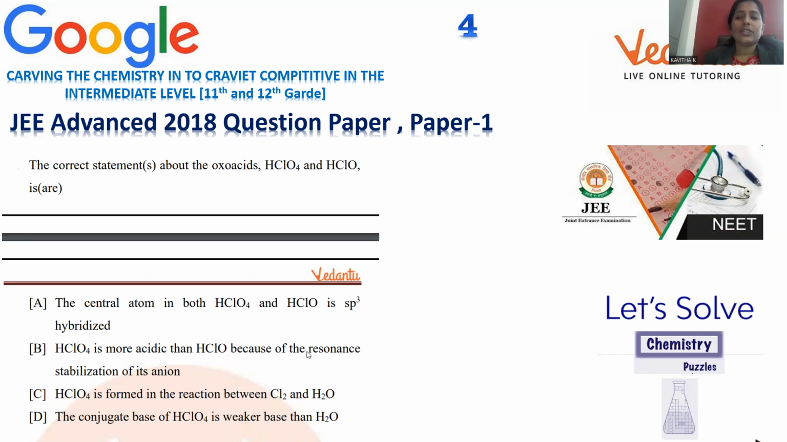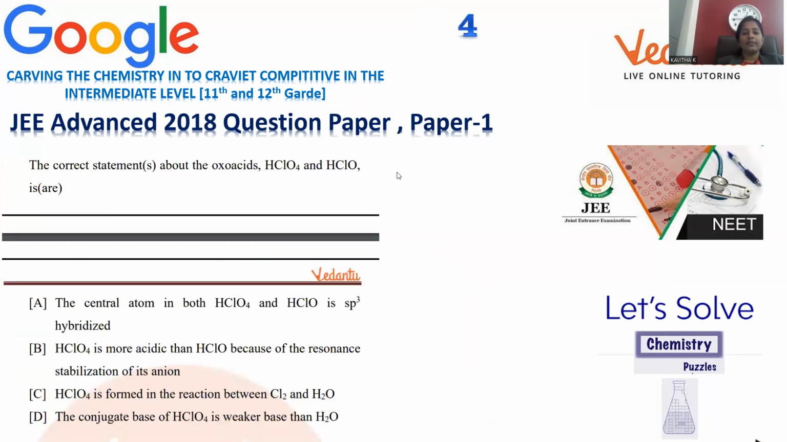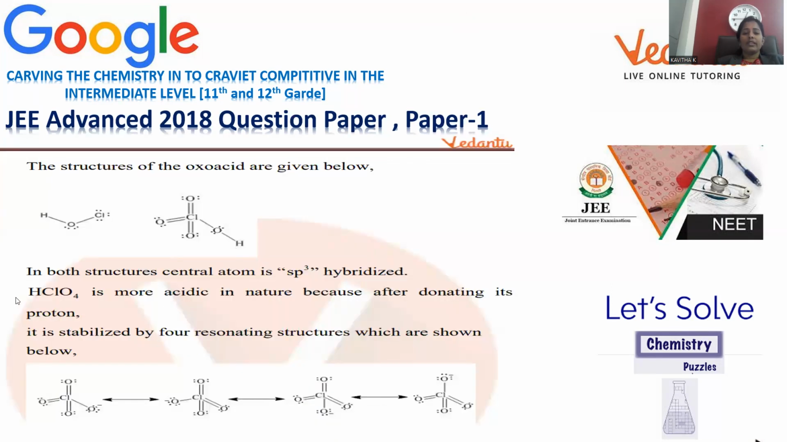In order to answer which are the correct options among all the given, we have to go for the explanation part. The structures of the oxo acids are provided. HOCl is a bent structure, and HClO4 has a tetrahedral geometry. In both structures, the central atom is sp3 hybridized. Whatever they are saying, in both cases, sp3 hybridization is there. That is perfectly correct. You can put a tick mark for option A. Move on to the next one.